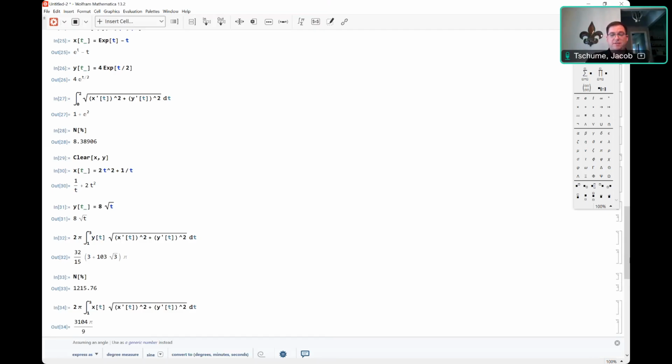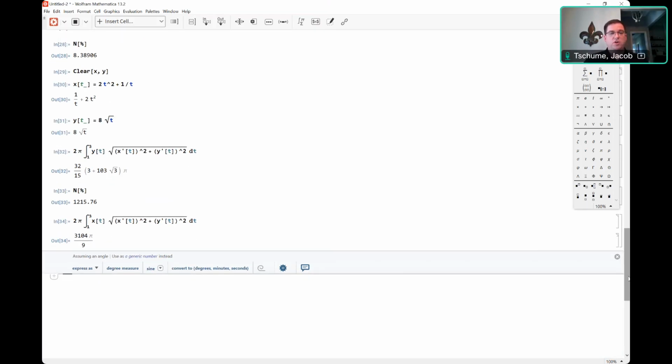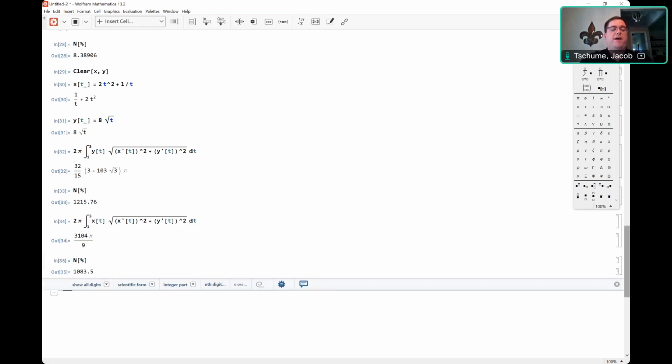And you see it actually comes out to be, I would consider, a little bit nicer number. 3,104 pi all divided by 9, which decimally is approximately 1,083.5. And so it's simply just applying the formula that you learned during class, but using more complicated functions because you're going to have Mathematica do all the work for you.